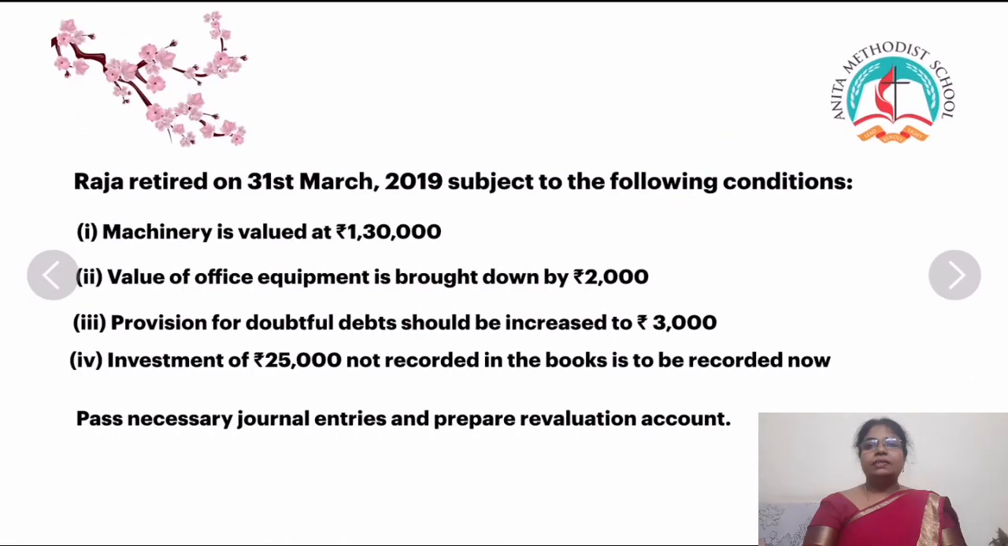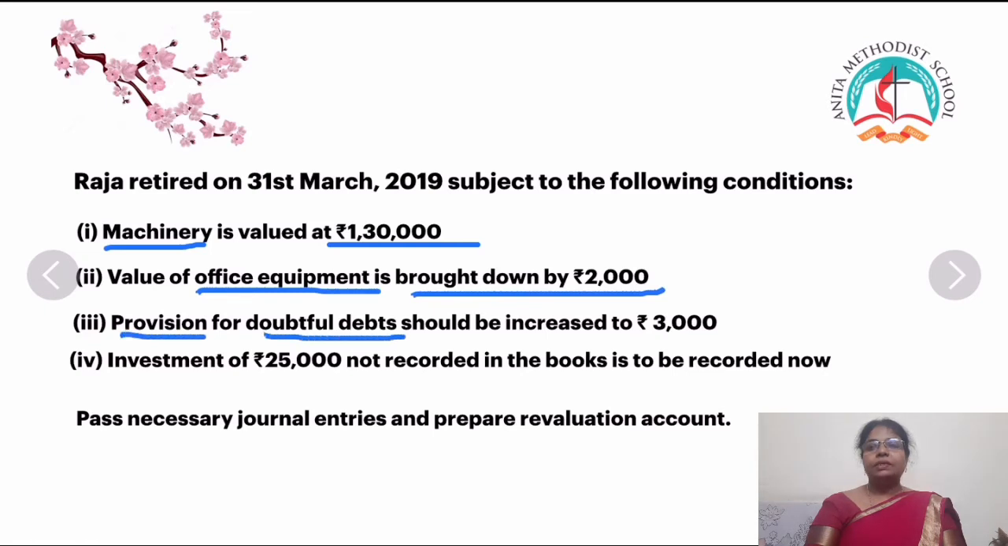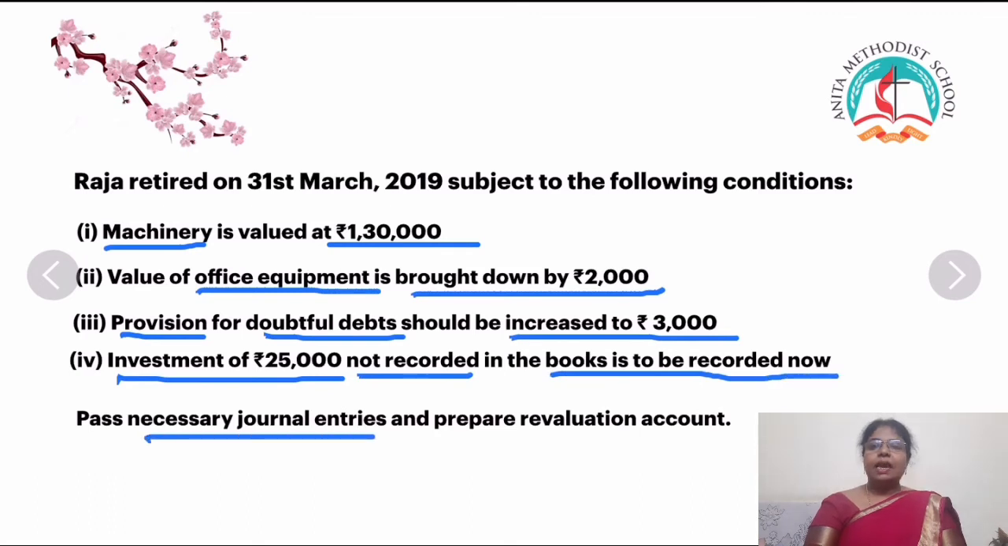So Raja retires on 31st March 2019 subject to the following conditions. Machinery is valued at rupees 1,30,000. Value of office equipment is brought down by rupees 2,000. And provision for doubtful debts should be increased to rupees 3,000. Investment of rupees 25,000 not recorded in the books is to be recorded now. Children, you have to pass necessary journal entries and prepare revaluation account.